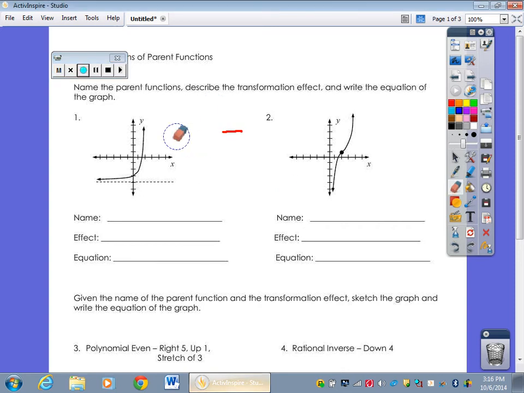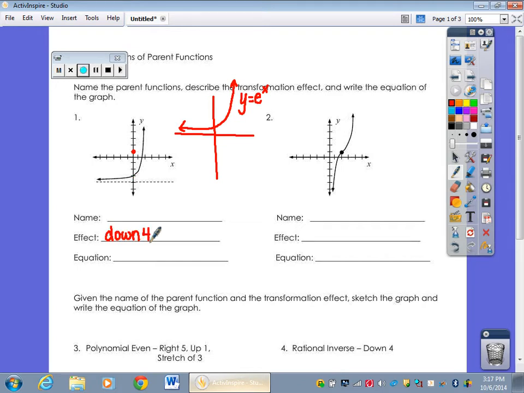Okay, so when we look at the parent functions here, we've got to know what the mom is in order to figure out what kind of function it is and what the effect was. So the mom was clearly an exponential function, which looks like this, and her equation is y equals e to the x. So we're going to base all of our translations off of the mom. The mom is normally going through 0, 1, and now it has gone down from this point down 1, 2, 3, 4 units. So we know that it went down 4, okay?